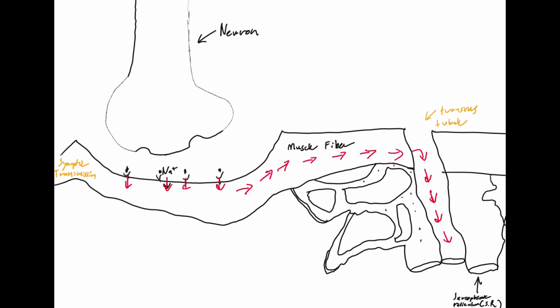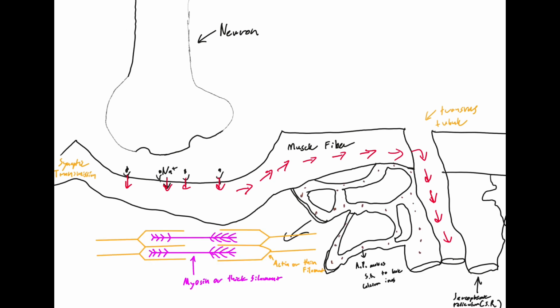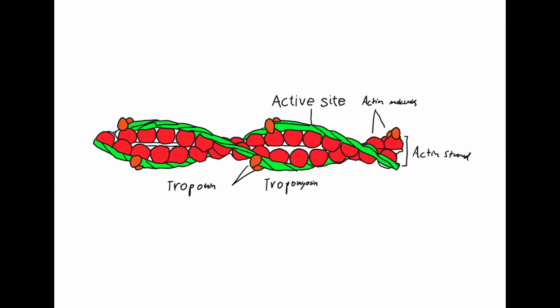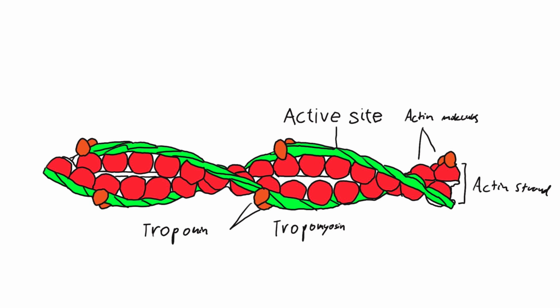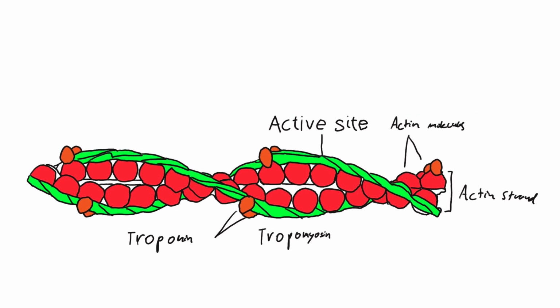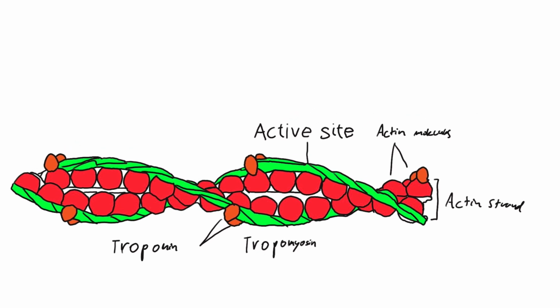This in turn depolarizes the SR, inducing calcium ions to be released, and these calcium ions bind to the actin filaments, exposing the active sites. Specifically, the calcium ions attach to troponin, which is attached to tropomyosin, allowing the tropomyosin to be released from the actin and exposing the active sites.